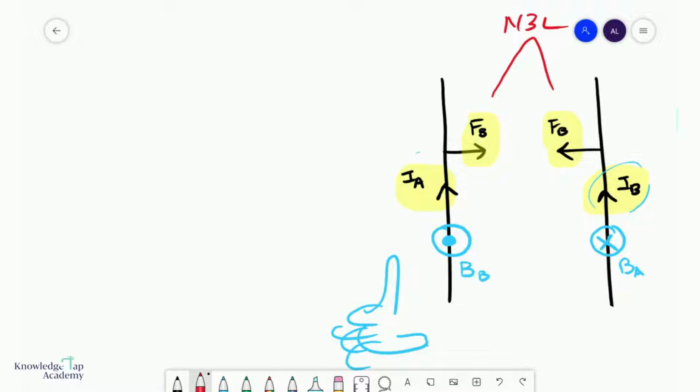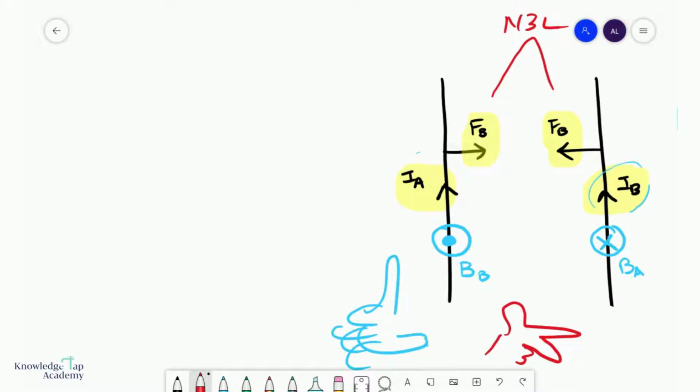Now, if we use Fleming's left-hand rule, if we look at this wire first, you will notice that the magnetic field goes out, so the second finger points out, the current goes upwards, so the third finger points upwards, and true enough, your thumb points to the right. And if we do the same thing for this wire, you can easily prove that the thumb points to the left. And so we got the directions in.